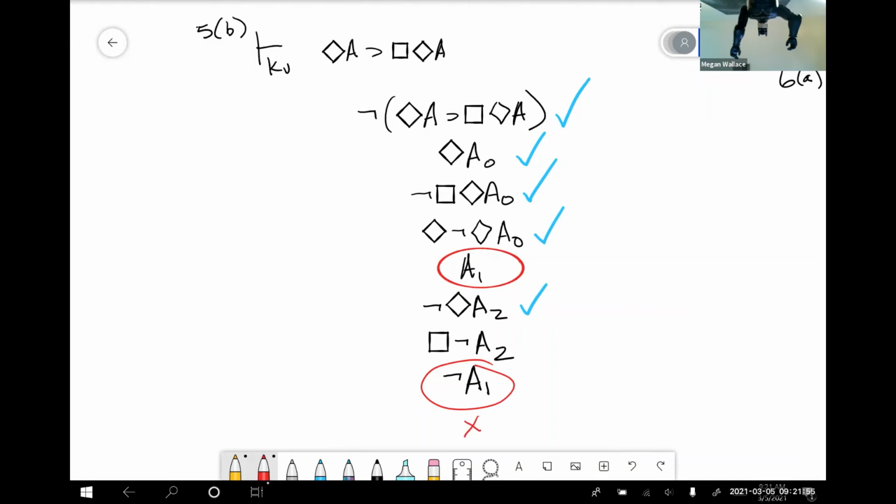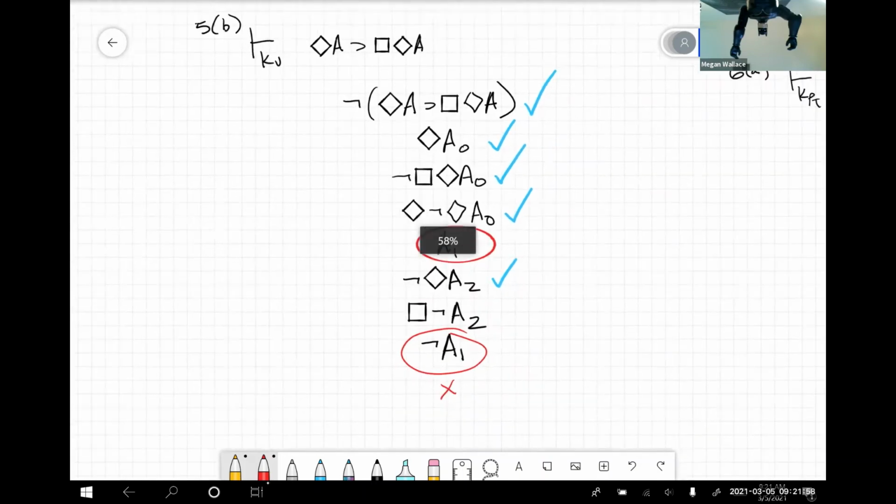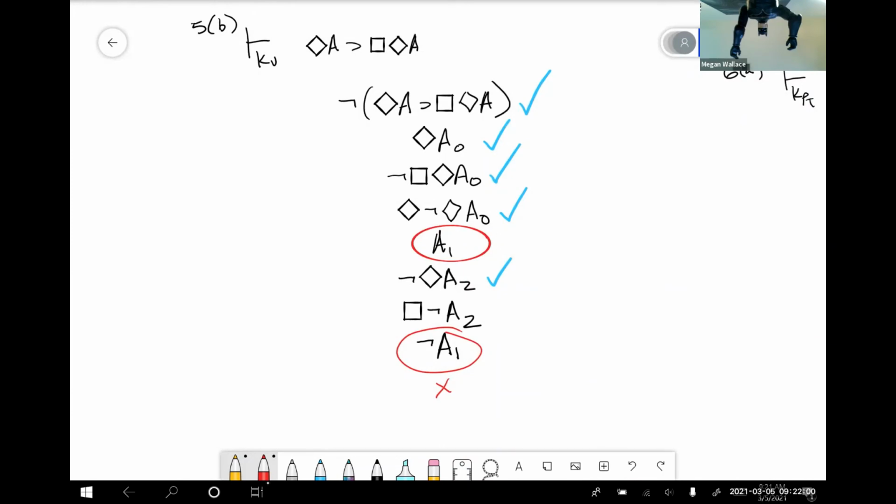So that is 5B. That is proving it in Upsilon. In your homework, I asked you to do 5D, and we did 5A in class. I'm just warning you, 5D is a little longer, so don't expect it to go as quickly as 5A or 5B, but the concept is the same.